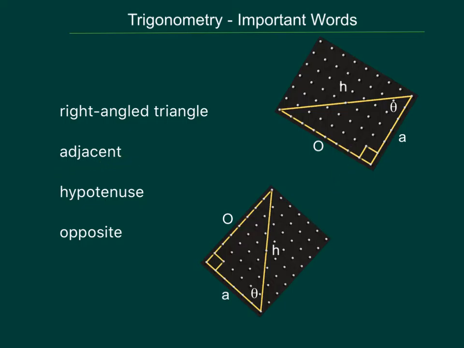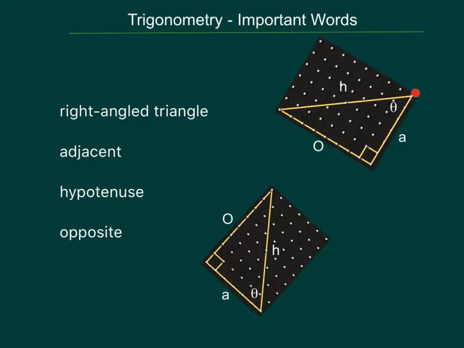Adjacent. Adjacent is the side adjacent to, or next to, which is what adjacent means, next to the angle. Here's the angle I'm interested in. This side is adjacent to it. This long side is also next to it, but because it's the long side, it's the hypotenuse. So this is the adjacent. You'll notice the adjacent always touches the right angle as well as the angle.